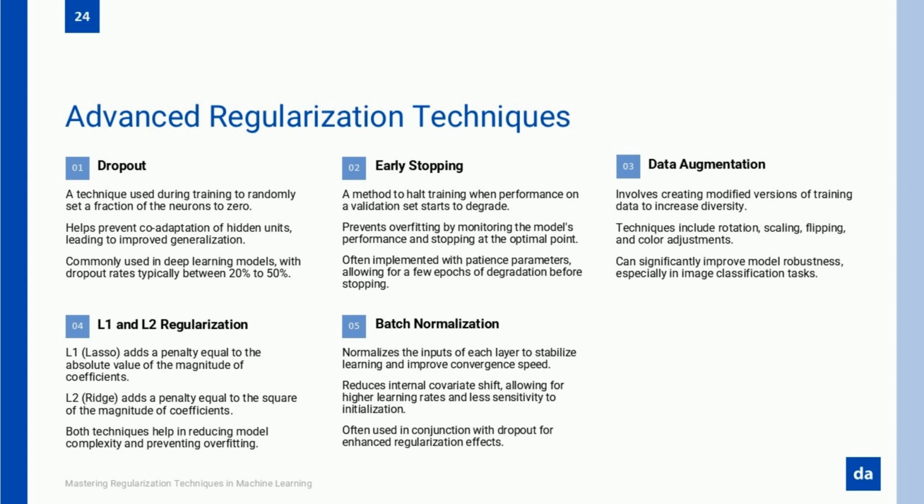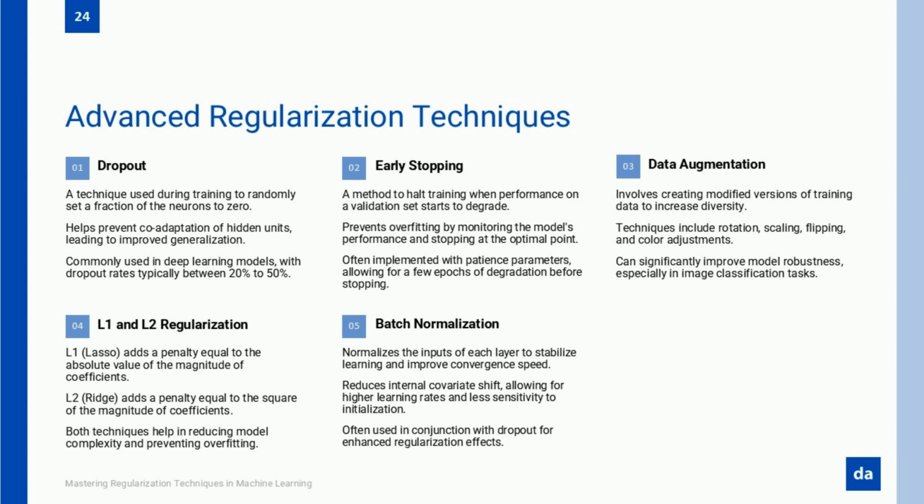Finally, let's talk about batch normalization, a technique that has become a standard in deep learning. Batch normalization works by normalizing the inputs of each layer during training, ensuring that the network learns at a stable pace. It reduces something called internal covariate shift, where the distribution of inputs to a layer changes as the network trains.